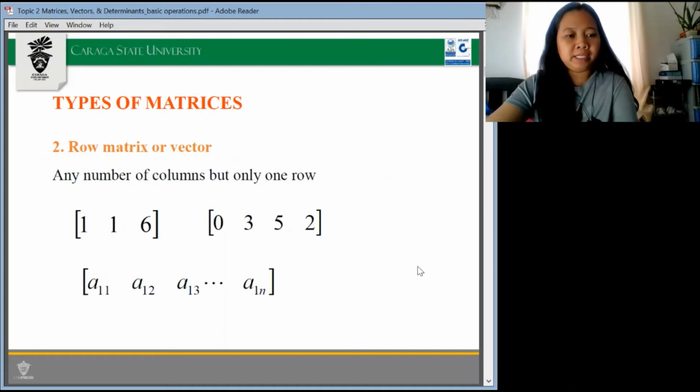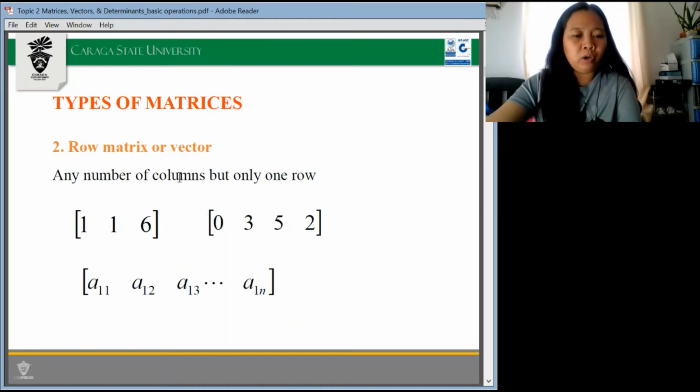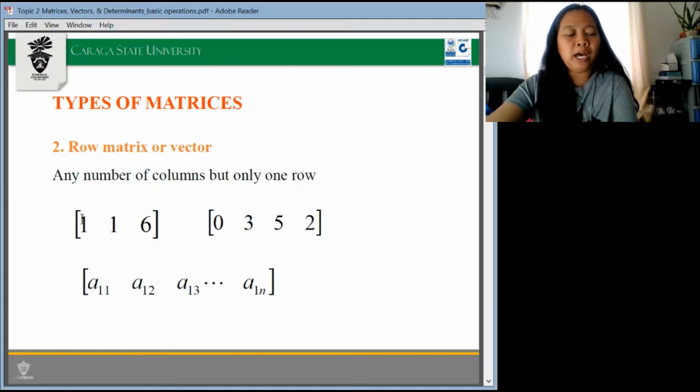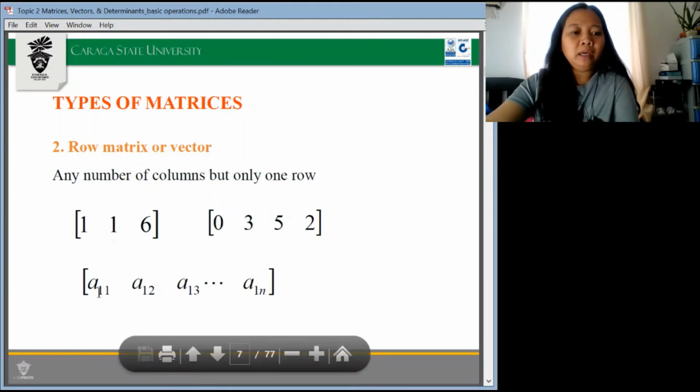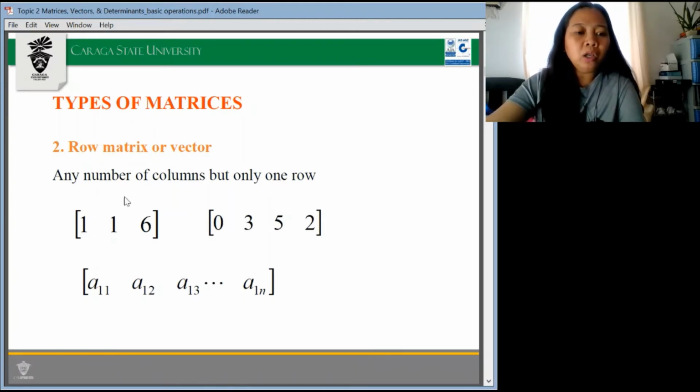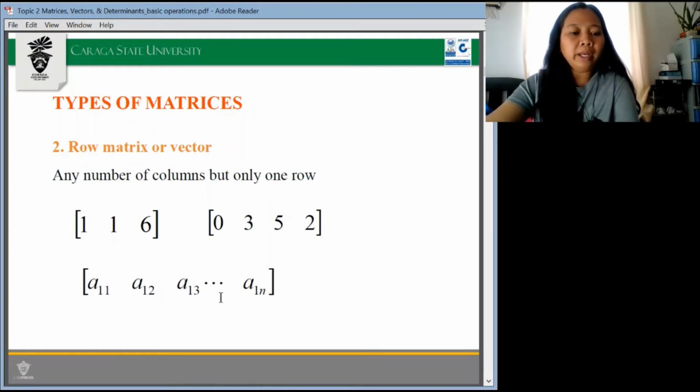A row matrix has any number of columns but only one row. So you have 1, 2, 3. We have 3 columns, 1 row. So 1 row, but how many columns? 1, 2, 3, 4. It means that the columns go from a11 up to a1n. So you can only have 1 row but an integer number of columns.